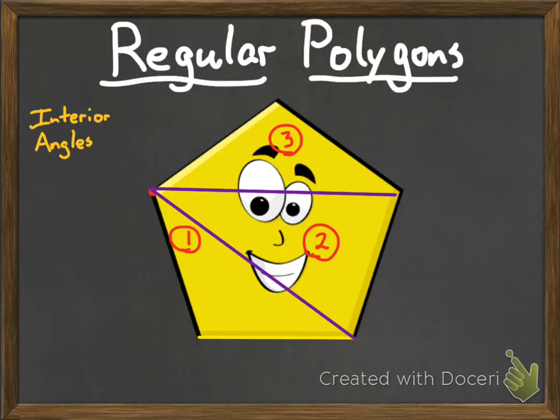And what's the angle sum for each? 180 degrees. So that's pretty easy to solve, right? We can simply add up the 180 degrees 3 times, and that's our answer. So that's the angle sum.